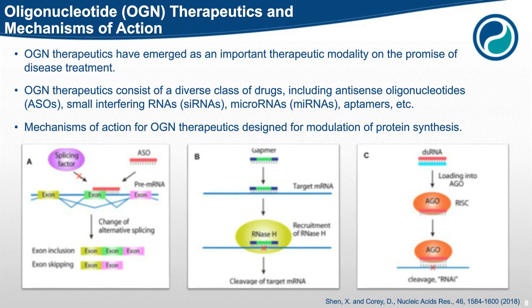applications for these drugs. This therapeutic modality consists of a diverse class of drugs such as antisense oligonucleotides, small interfering RNAs, microRNAs, aptamers, etc. Typically, OGN drugs are designed for modulation of protein biosynthesis function through 3 different mechanisms. ASOs can be designed to cause exon skipping or inclusion by simply binding to the pre-mRNA. They can also be designed to promote RNA degradation by recruiting RNase H. Double-stranded RNAs are able to suppress gene expression through RNA interference that we are more familiar with.